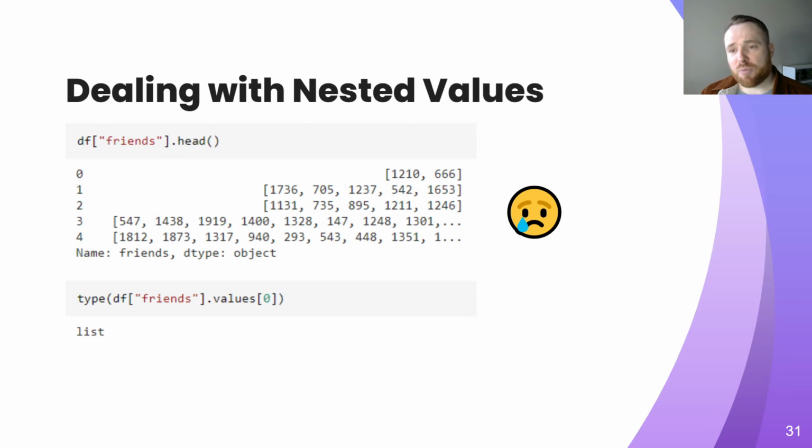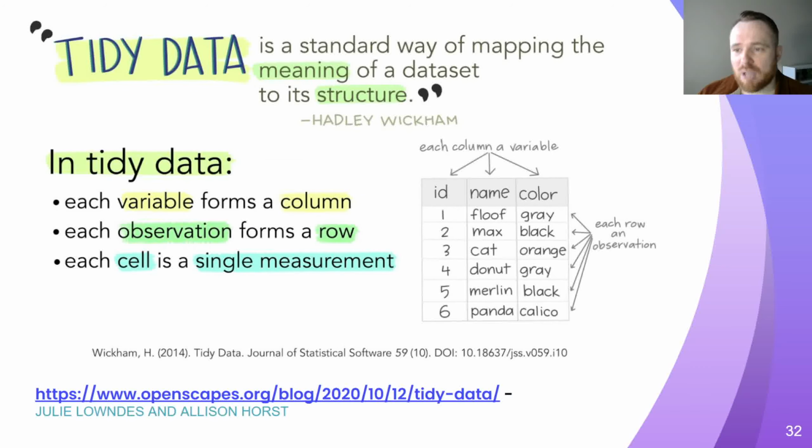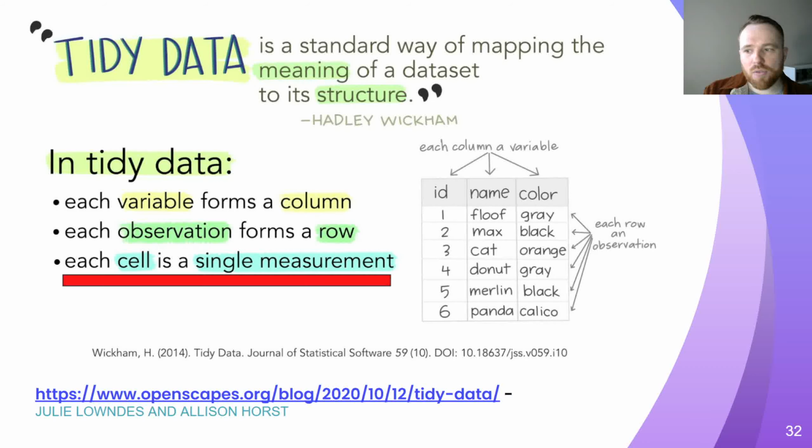To get a bit theoretical for a second, Hadley Wickham, who's a prolific author within the R data science world, put forward this notion of tidy data. Tidy data is a standard way of mapping the meaning of a data set to its structure. There are three heuristics around tidy data: each variable forms a column, each observation forms a row, and each cell is a single measurement. It is that third axiom that we've violated here with our current data set. Have a look at this blog post where I pulled this image from. It explains tidy data, really great, lots of great visualizations.